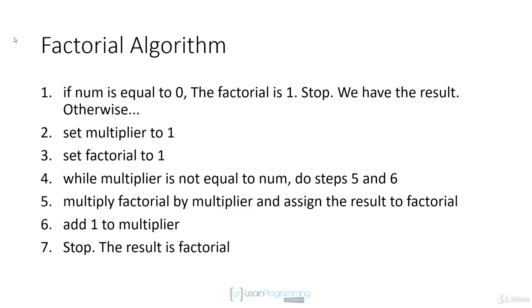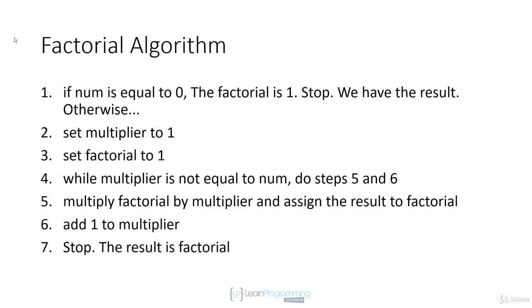And so we'll say 1 times 1, add 1 to multiplier, so multiplier will become 2, so we'll have 1 times 2, and then we'll assign 2 to factorial, and then we'll multiply that by 3, and so we'll assign 6 to factorial, we'll multiply that by 4, assign 24 to factorial, etc. And we keep going until multiplier is equal to num, at which point we stop. So that's another way of looking at it. Instead of counting down and going 3 times 2 times 1 for 3 factorial, we can also say 1 times 2 times 3. It'll give us the same result.